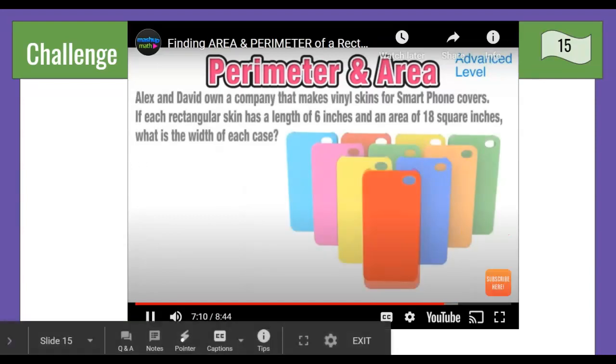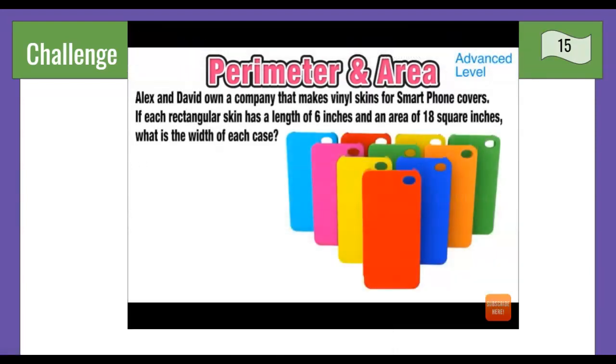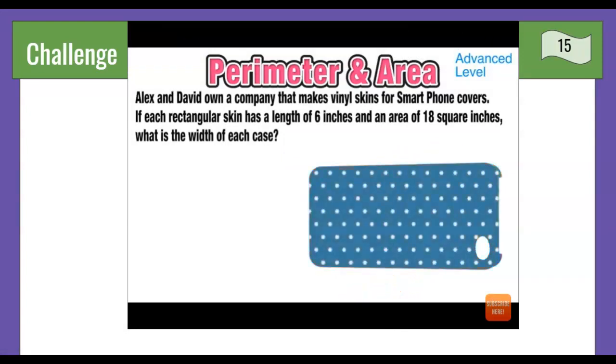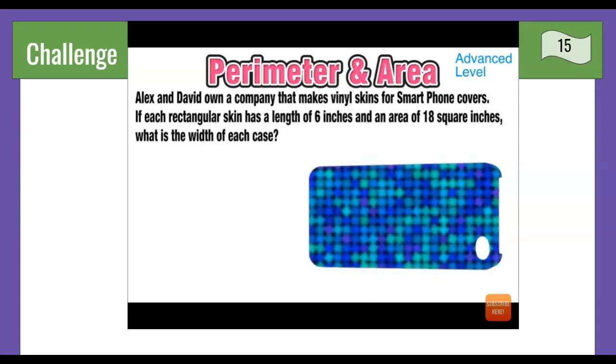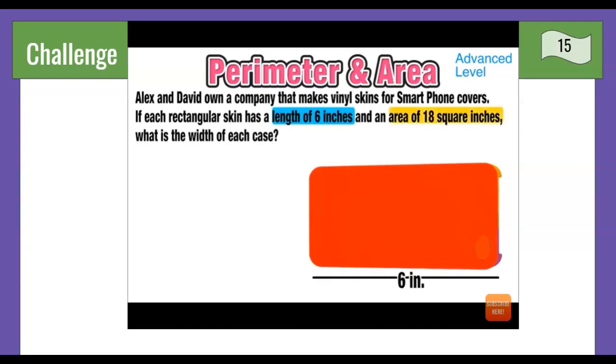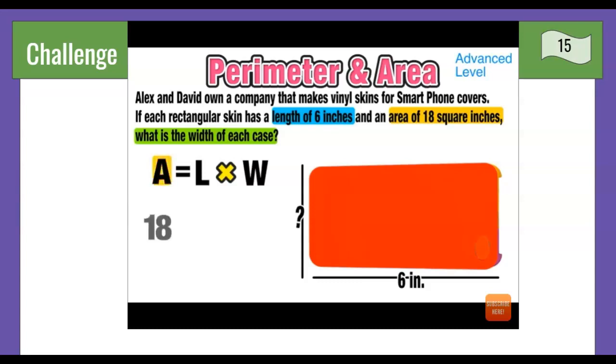And in our last example, we're going to join Alex and David, who own a company that makes vinyl skins for smartphone covers. Now we know that each rectangular skin has a length of 6 inches and an area of 18 square inches. So this is an area question. We're going to use that length times width formula. And what we want to find out is the width of each case. That's what we don't know, but we're going to use our knowledge of area to find. We'll just call it a question mark for right now.